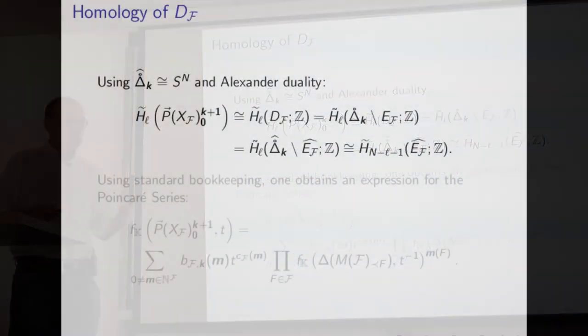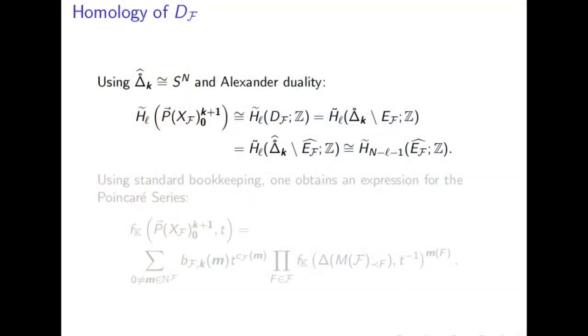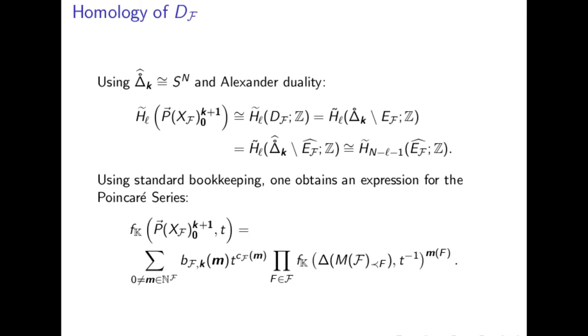Now, to complete the proof, one uses Alexander duality, because what we computed was actually the homotopy type of EF hat. And using Alexander duality, you can compute the homotopy of the complement, and then using some standard bookkeeping, what you get is an expression for the Betti, for the Poincaré polynomial of the past space, as we stated it.